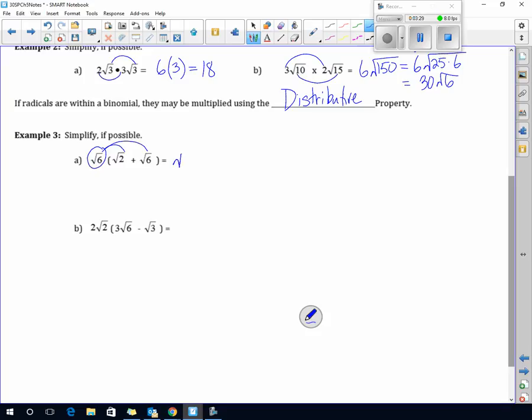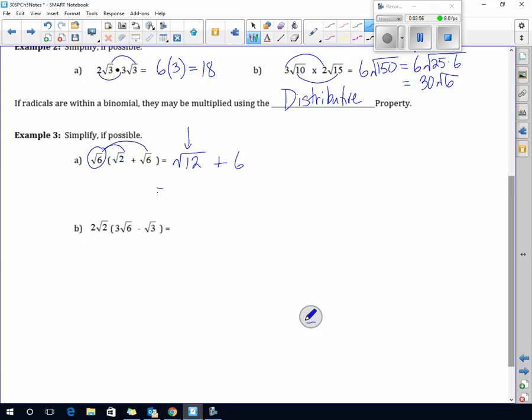Root 6 times root 6 is root 36, which is just 6. But you should get in the habit, if you see a root times itself, it's just the number inside. Like, just go directly to that. It simplifies things. We can take out that one. What is a perfect square that goes into root 12? 4 times 3. So what do I get as my final answer? 2 root 3 plus 6.